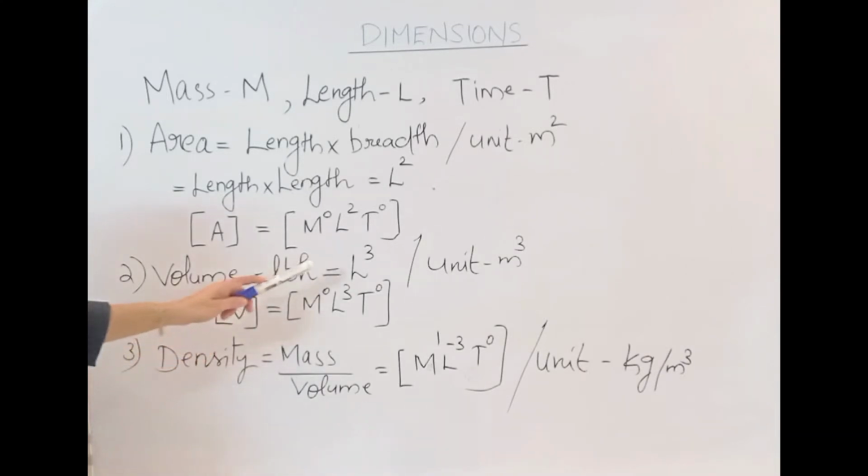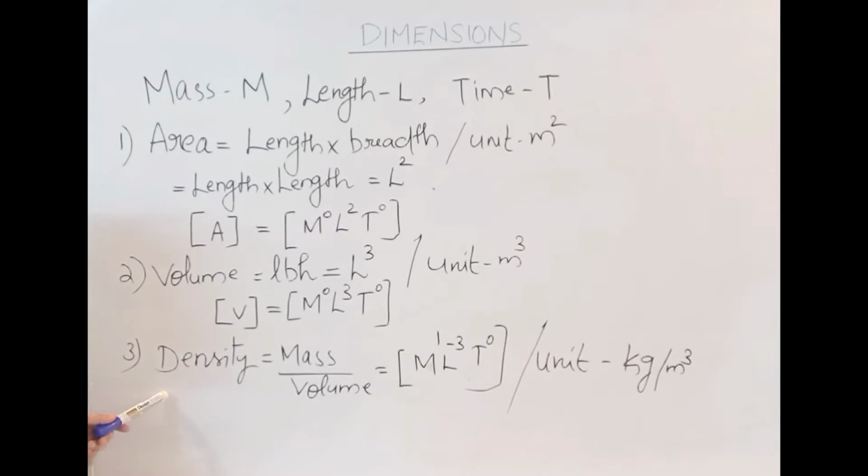Volume is equal to L cube, right? Or easily we can find it from the unit. Here the unit is m cube. So what is m? M is meter, that means the unit of length. So directly we can write it as L cube, that is M⁰ L³ T⁰. That is the dimension of volume. Now, is it clear? And the next quantity is density.